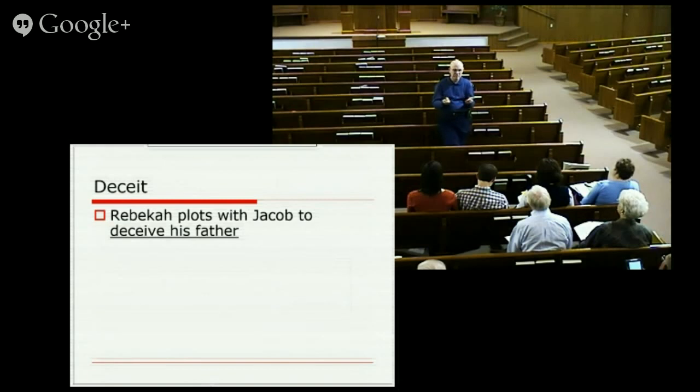So Rebecca plots with Jacob to deceive his father. So deceit's coming in here. Going to deceive Isaac, an old man, blind, can't see, and she's going to get the blessing for her favorite son, not for Esau.